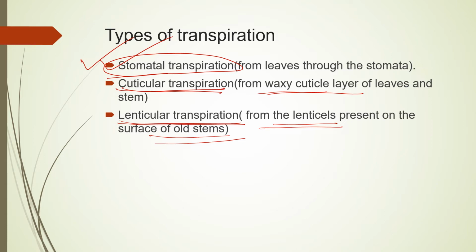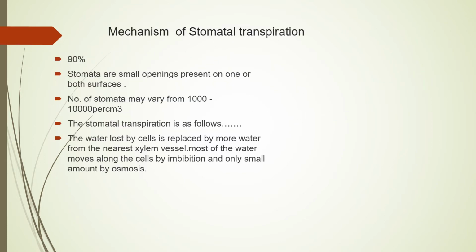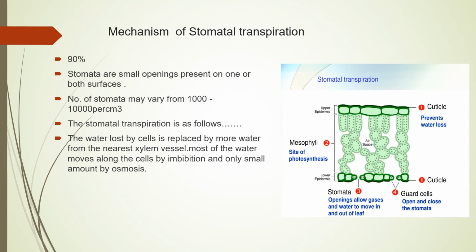Now let us go to the details of stomatal transpiration. Here we are going to discuss the full mechanism in detail. Almost 90% of the transpiration happening in plants is stomatal transpiration. So what are stomata? Stomata are small openings present on both surfaces of the leaves, but they are present in greater abundance on the lower surface than the upper surface. The number of stomata varies from 1000 to 10,000 per cubic centimeter.